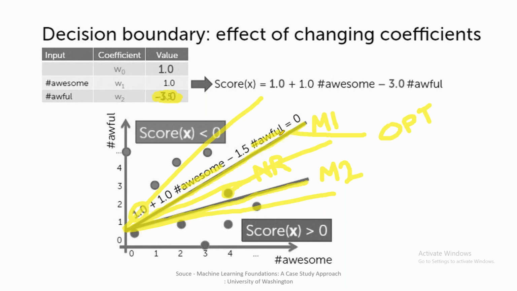Here, M1 was 100% accurate, but M2 has incorrectly classified this data point as negative, whereas it should have been positive. So the accuracy for M2 is lesser than 100. So based on the accuracy metric, we'll be choosing classifier M1 as the optimal classifier.